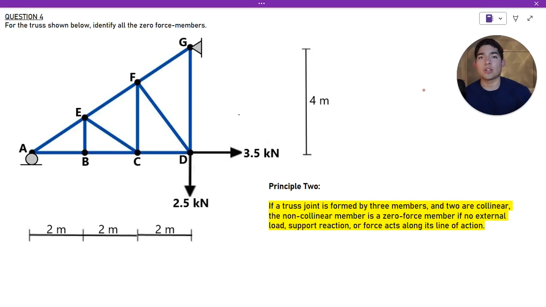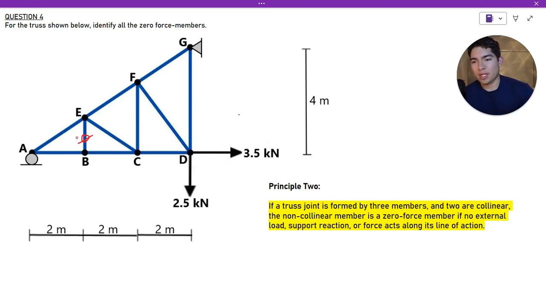Moving on to question number 4, we have one more truss, and in this case, this one can also be solved by using principle 2. So let's go ahead and start taking a closer look. In this case, let's start off by looking at joint B here. So here's our two collinear members, and then our third non-collinear member. So in this case, that third non-collinear member EB has no support reaction or external force acting through it, so it is going to be our first zero force member.